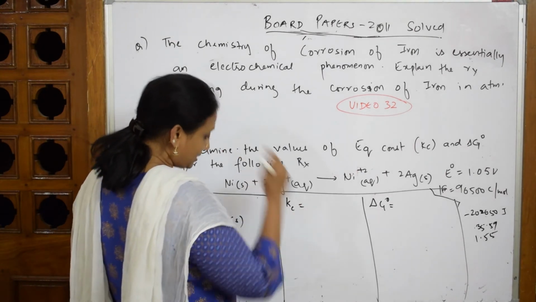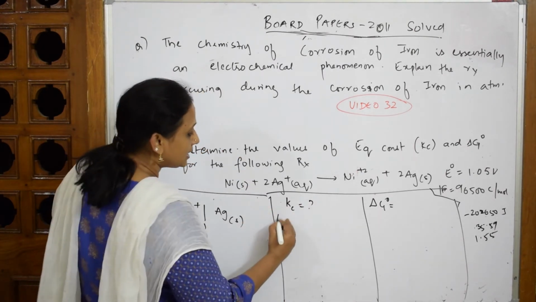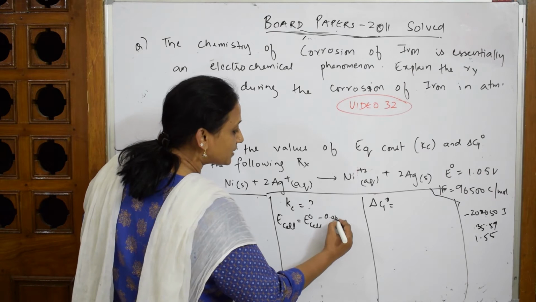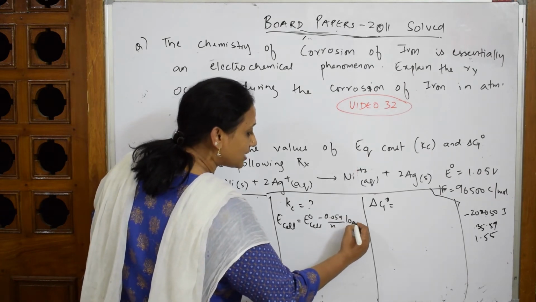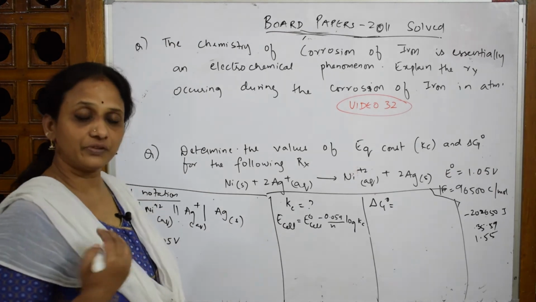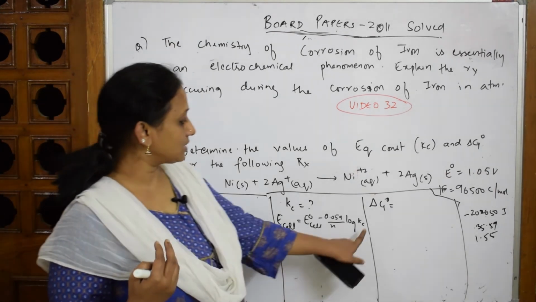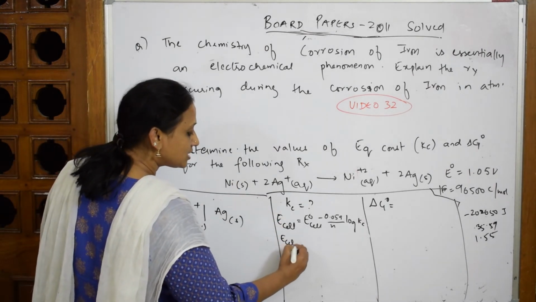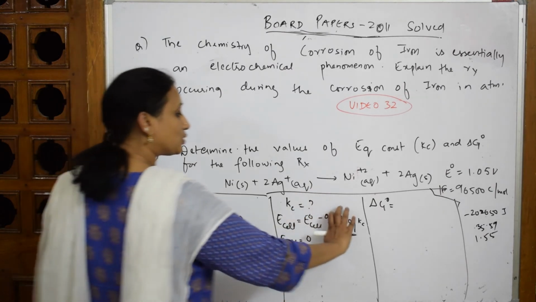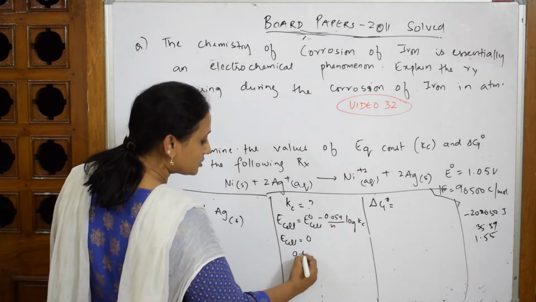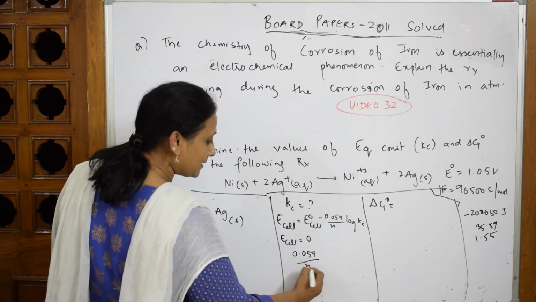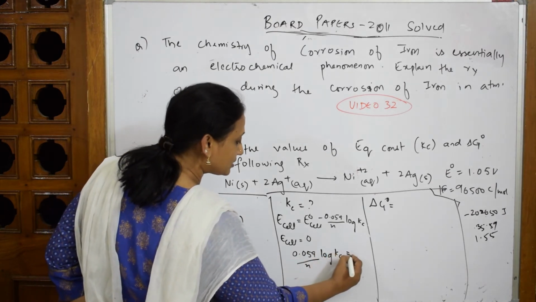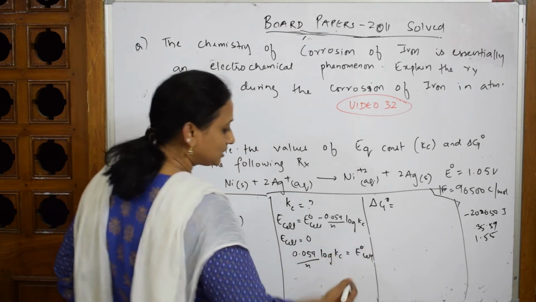Basically, at equilibrium, in the Nernst equation, E cell is equal to E naught cell minus 0.059 by n log Kc. This is at equilibrium. Remember, we have already done the Nernst equation. Now at equilibrium, one more concept is E cell is always equal to 0. Then the whole reaction becomes 0.059 by n log Kc is equal to E naught cell. This is the concept, isn't it?